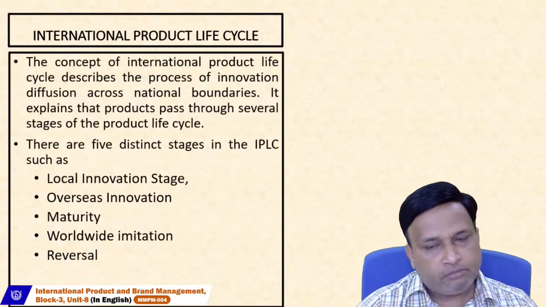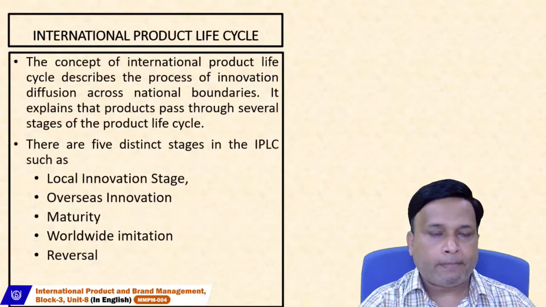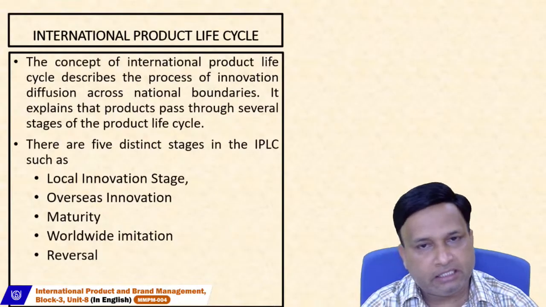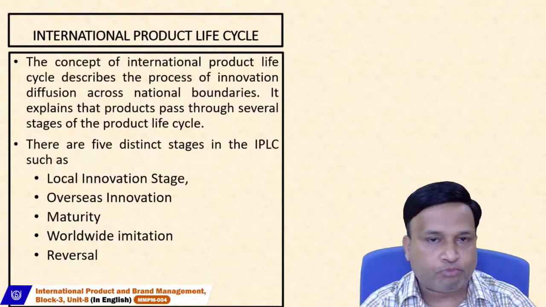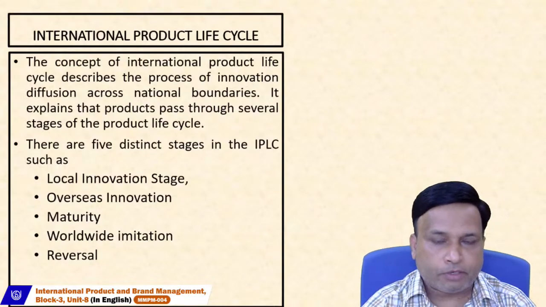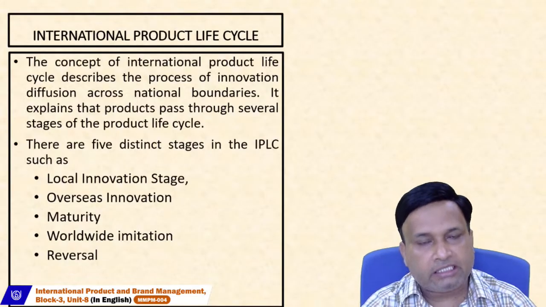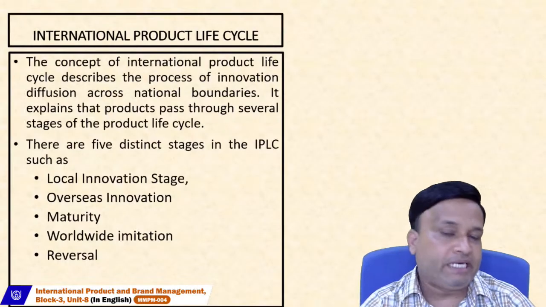When you talk about the international product life cycle, before I proceed, let me tell you what the product life cycle is. Product life cycle is the stages the product has to pass through. The product life cycle has four stages: introduction, growth, maturity, and decline. Each stage has its own strategy and its own limitations.